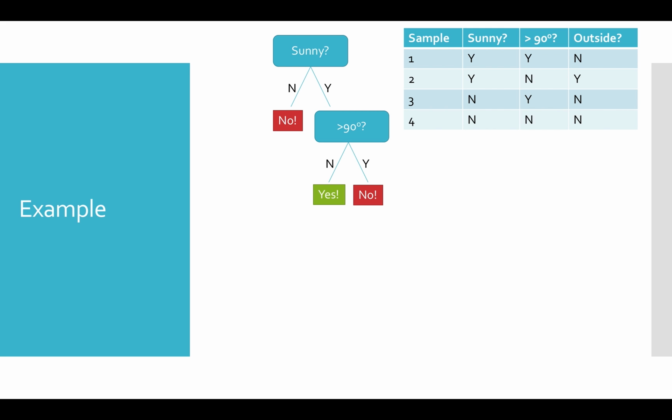It's simply questions about the features, and then at the leaves, it's a decision, a no or a yes, because we're dealing with a binary problem. What's the point of this? Well, the point is we save this model, which is just a tree, and then we take new samples of data, right? So on day 5, we take the information for day 5, including whether or not it was sunny and whether or not it was greater than 90 degrees. And then we make a prediction about whether or not we should go outside or whether or not we did go outside.